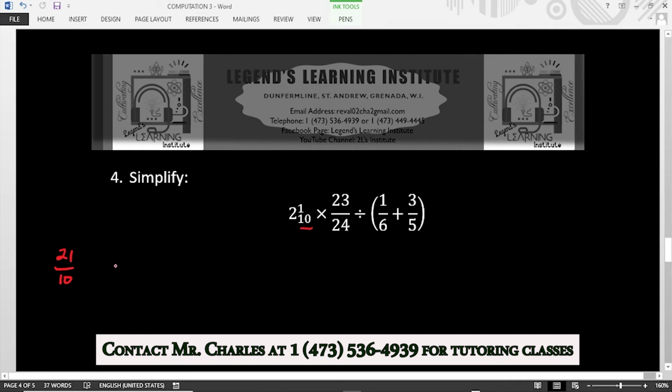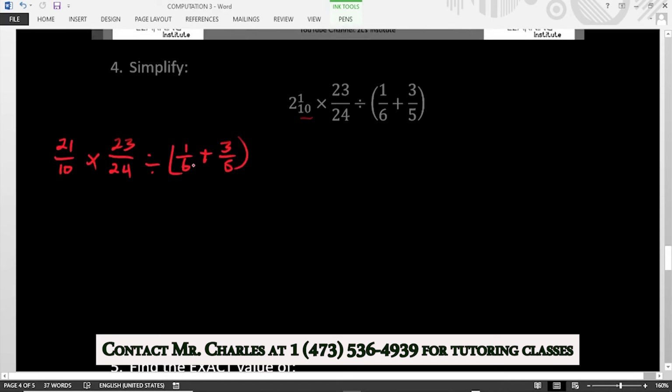So 21 over 10 multiplied by 23 over 24 divided by 1 over 6 plus 3 over 5, and we have to do what is inside the bracket first. So 1 over 6 plus 3 over 5. The LCM here is 30.